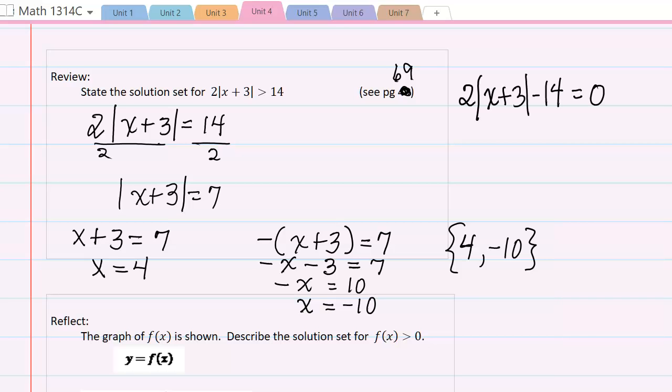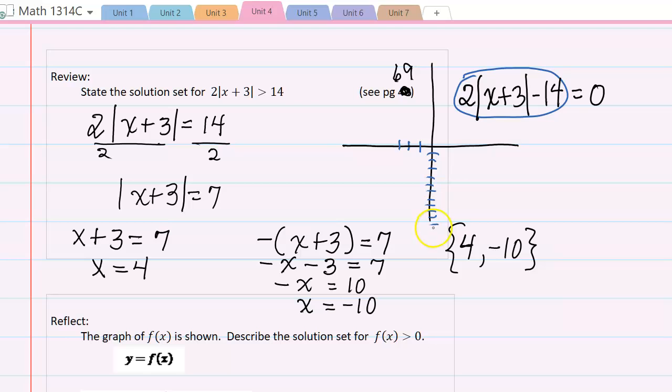Let's solve this absolute value equation graphically by setting it equal to 0 first. In other words, let's subtract 14 from both sides of the equal sign to get 2 times the absolute value of x plus 3 minus 14 is equal to 0. We can roughly sketch the graph of the transformed absolute value function of 2 times the absolute value of x plus 3 minus 14 here. The plus 3 tells me to go to the left 3 units, and the negative 14 tells me to go down 14 units to find the vertex on my graph.